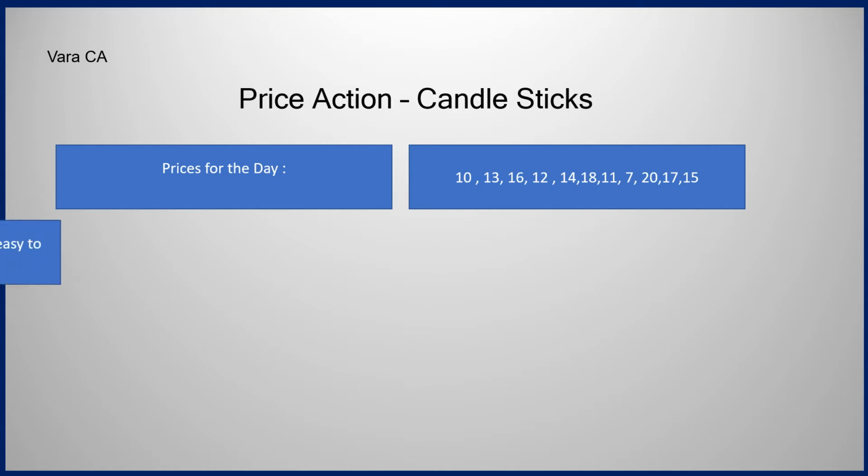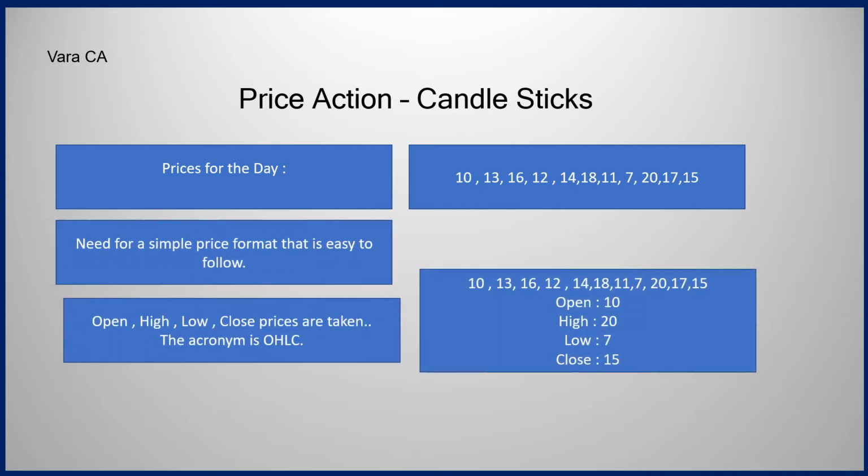We need a simple price format that is easy to follow. That has to become a standard so that everybody need not go through the entire history of the prices of the day to get a price range and an idea about how the prices behaved on that particular day. The standard that is accepted everywhere is this: there will be 4 prices that take the range into consideration. Open, high, low, close prices are taken. It's called OHLC, which stands for, obviously, open, high, low, close.